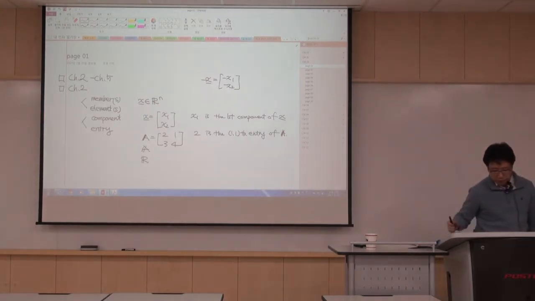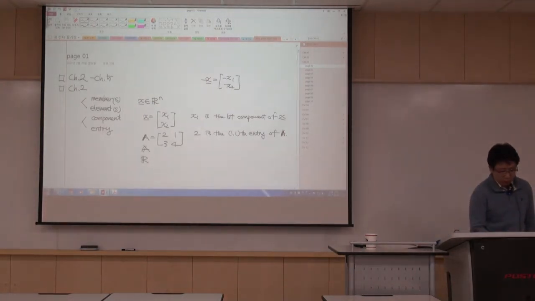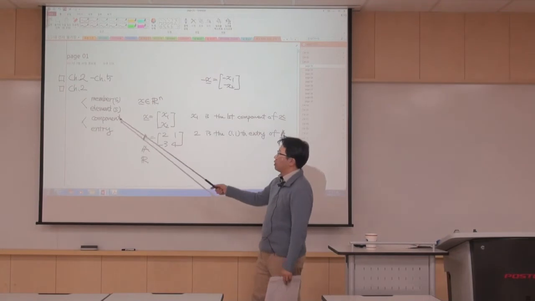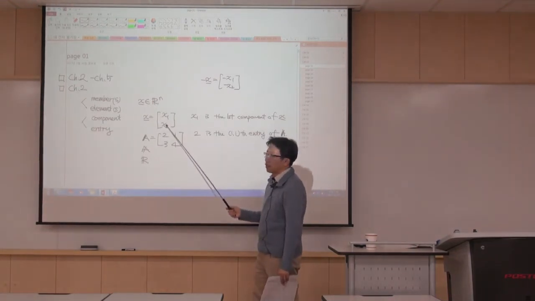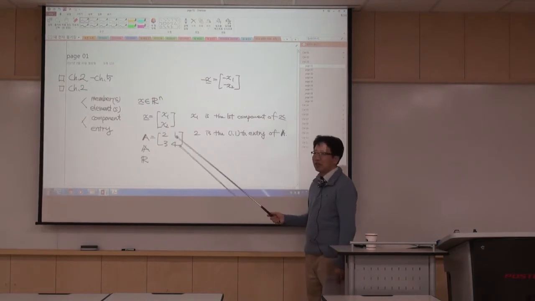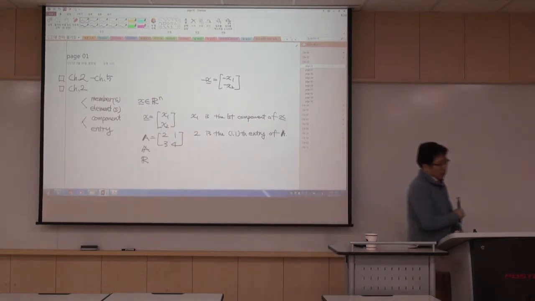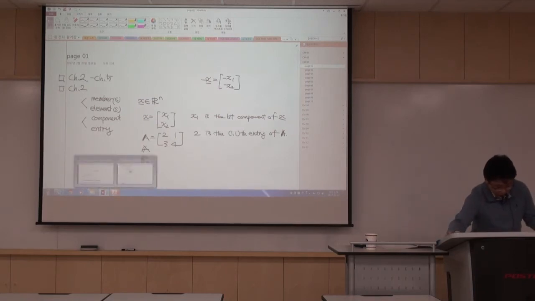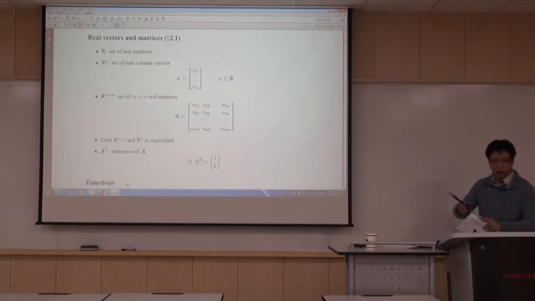Anyway, this is the more conventional way. For vectors, these are components. For matrices, these are entries. Okay. What else? Let's move to the lecture note.